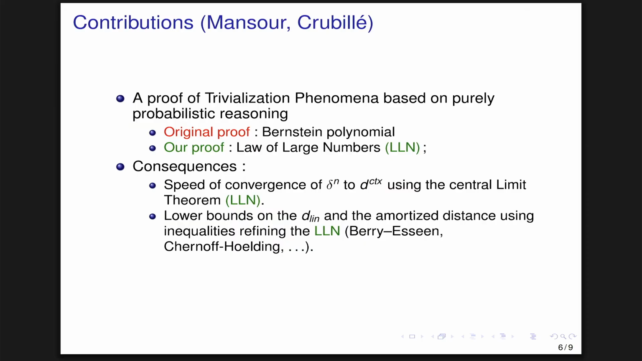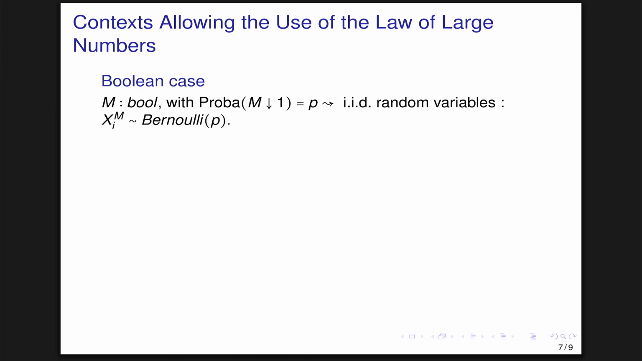And so, as consequences, we can use results that refine the law of large numbers, such as the Central Limit Theorem, which studies the speed of convergence of the law of large numbers, to study the speed of convergence of the family of graded distances to the trivial metric, for example. And we can use other results from the law of large numbers, and inequalities, to find lower bounds on the other contextual distances. So I will show briefly how we can use the law of large numbers.